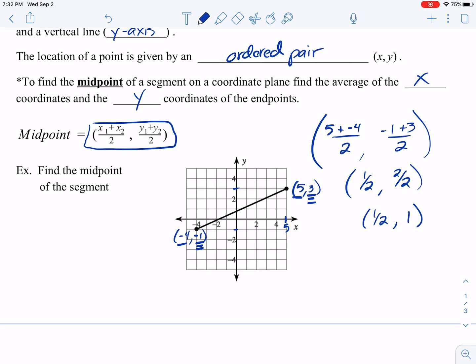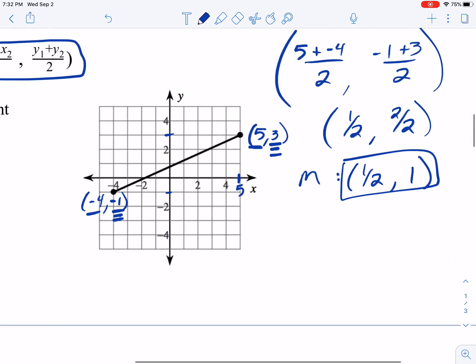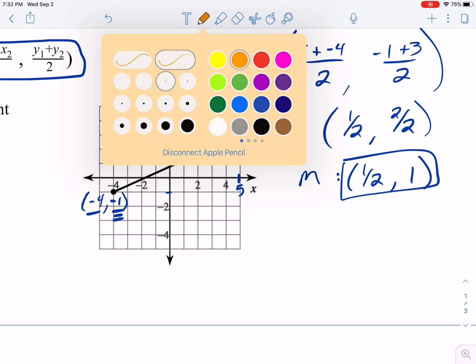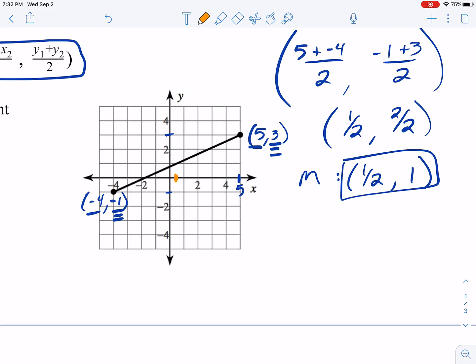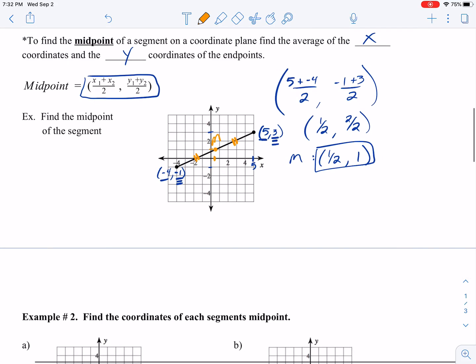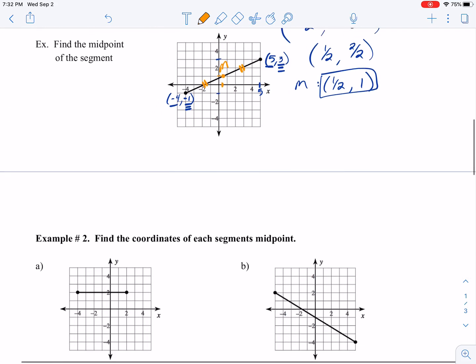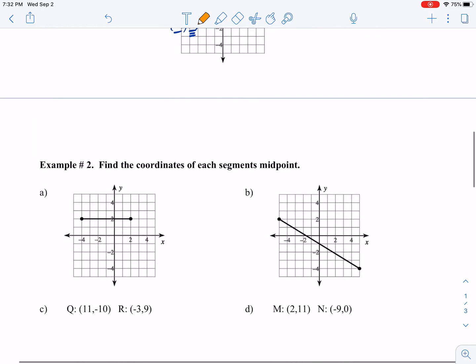Let's go plot that point and make sure it looks like it's right in the middle of this segment. +1/2, remember the 1/2 is our x, so the +1/2 would be right here in between 0 and 1 on our x. And then +1 on our y would be right here. And it looks like that's meeting right at the middle of this segment, so we can label that M as our midpoint and show that these two segments are congruent. All right, let's practice a few others.